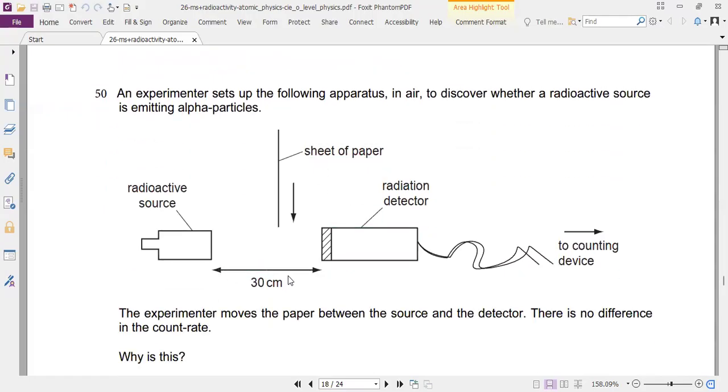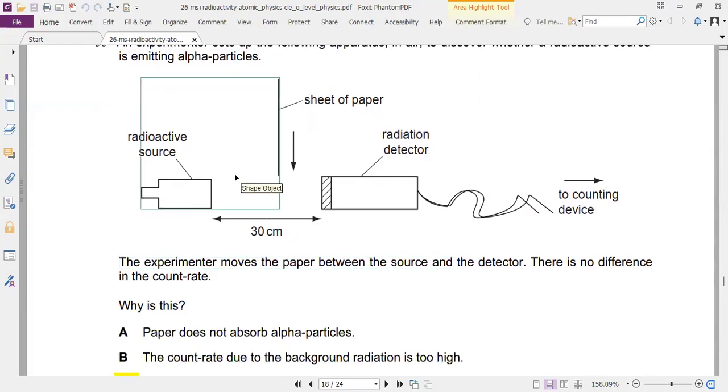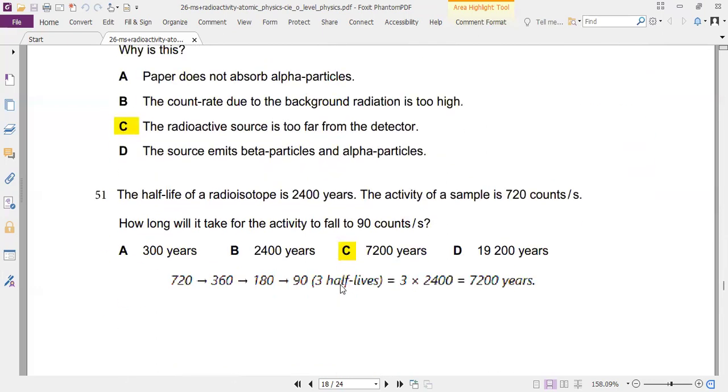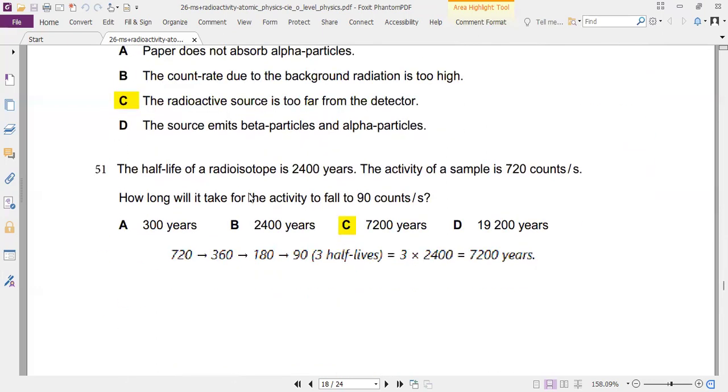Sheet of paper, 30 centimeter detection. There is no difference in the count rate, even though he has moved the sheet. Well, that is because you are checking alpha particle emission and you have placed it 30 centimeters away from the detector. That is too long for alpha particles. They cannot travel that much. So whether you place the sheet or not, you will not get alpha particles to the detector, so the count rate will not change. Yes, the radioactive source is too far.